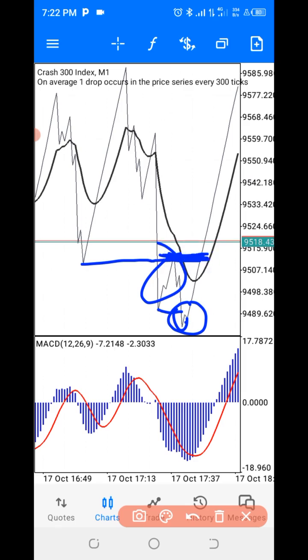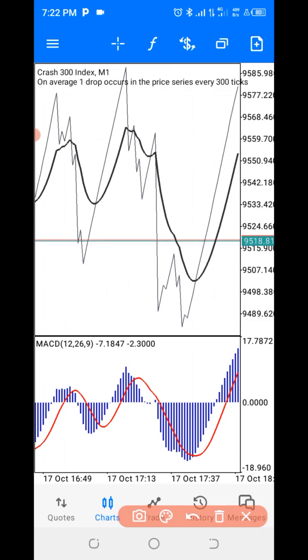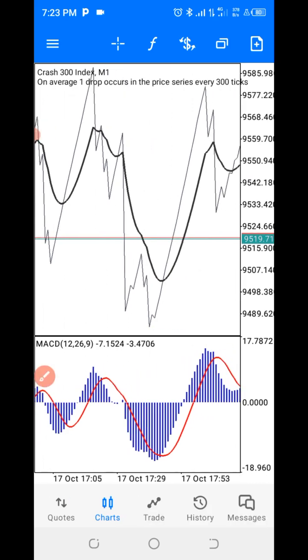Once they take it out, you can actually enter for your buy. So that is the confirmation you'll be looking out for. So you have your W, and from here you can enter for a buy. And while you're entering for a buy, that's the first confirmation.